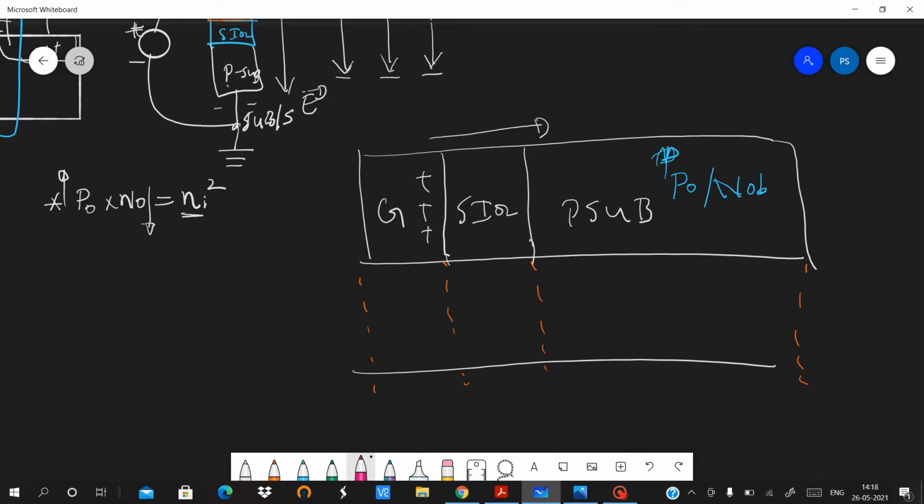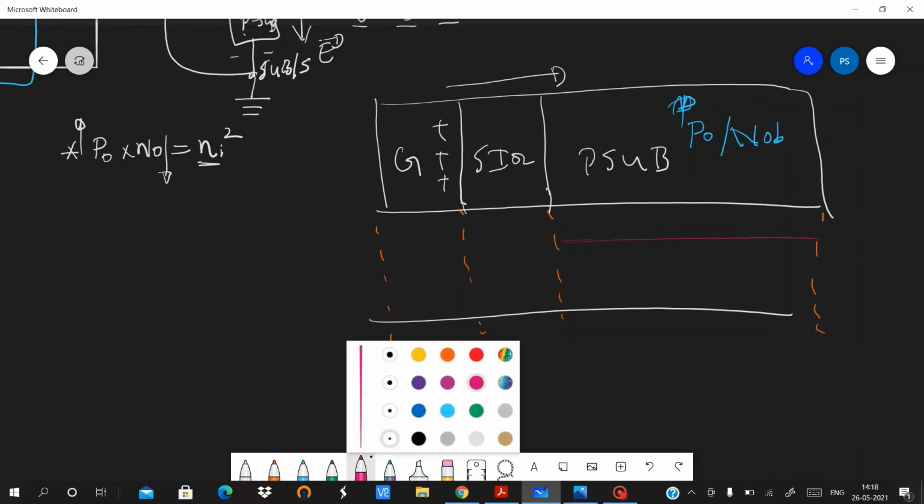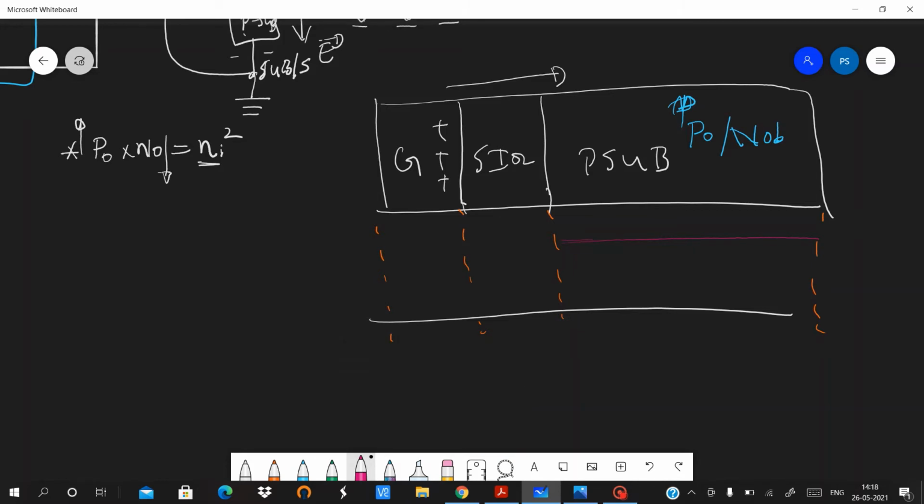So let me draw the whole concentration here. So this line, let it be equal to P0, and this green line, let it be equal to N0. Okay, so P0 is greater, N0 is less in this material.